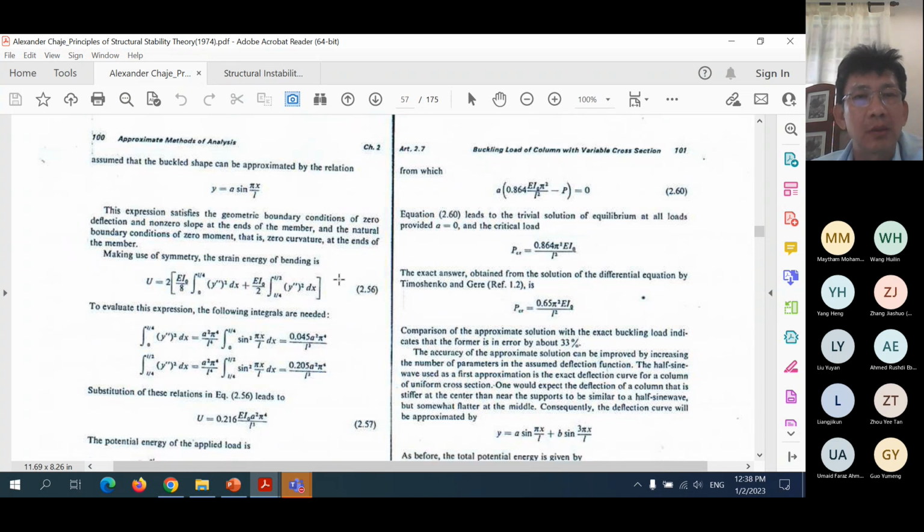Now here we can integrate over the whole length of the member, but here we take advantage of the symmetry. So this is 2 times of this.